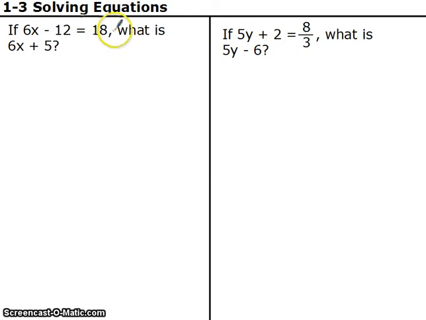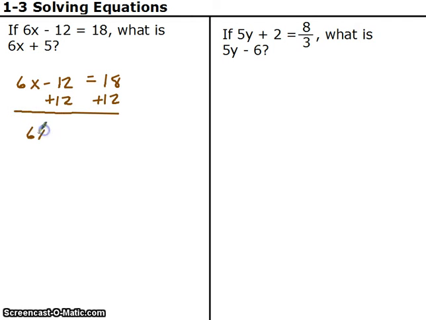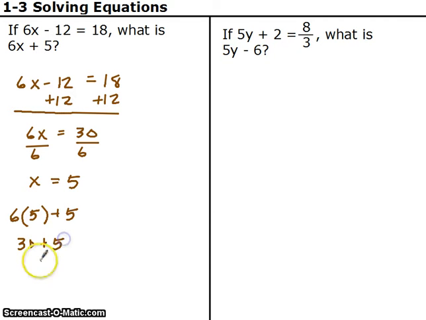So normally they give us this equation, and we'd solve it. So let's rewrite this down here. All right, so we'd add 12 to both sides, and we get 6x equals 30. Then we divide by 6, and we get x equals 5. And then we'd plug 5 back in, we'd evaluate, and we get 30 plus 5 is 35.